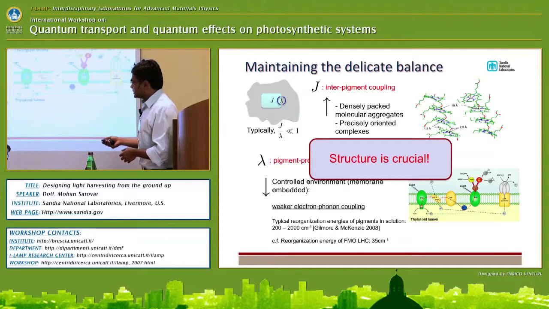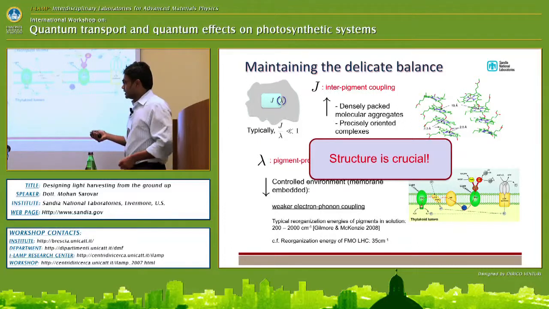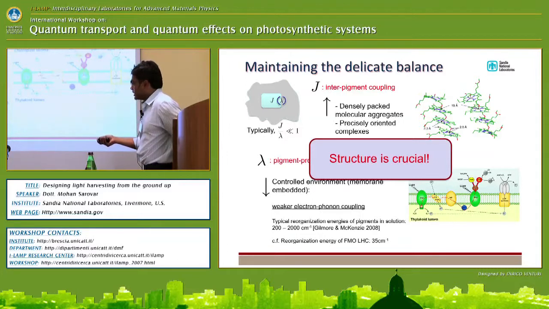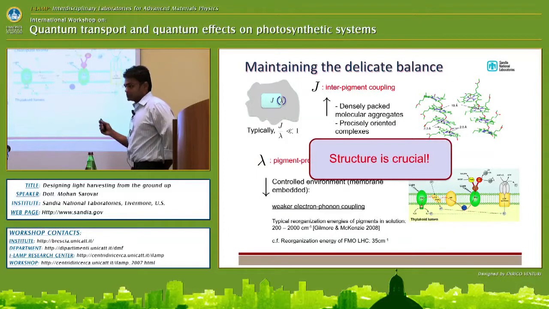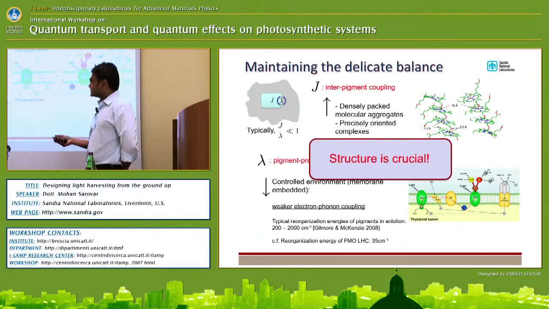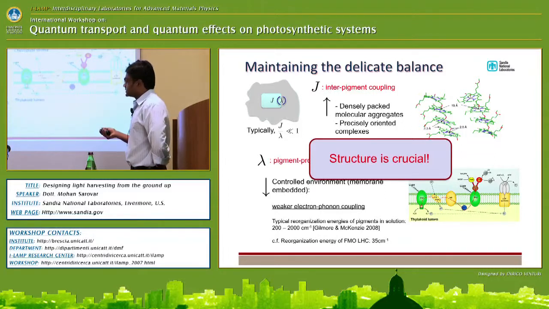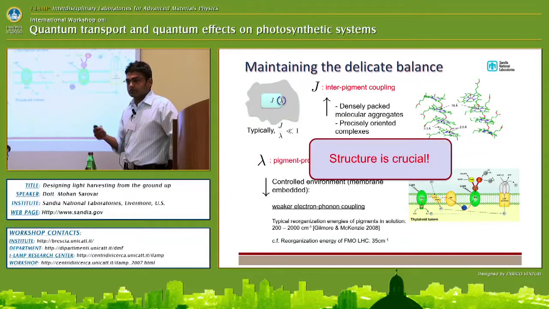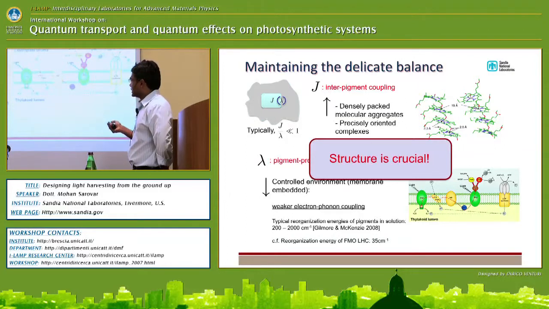if you look at typical systems of pigments in solution, they range from hundreds to thousands of wave numbers, whereas for this example system that I showed you, this FMO complex, it's 35 wave numbers or thereabouts. So there's a difference in this coupling as a result of the particular structure around the pigment protein complex, right? And a large part is played by the membrane here.